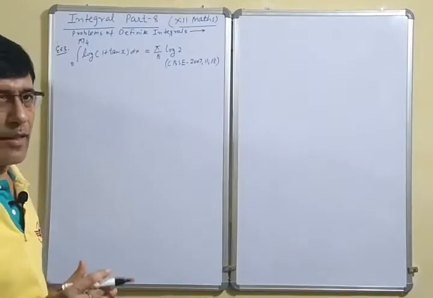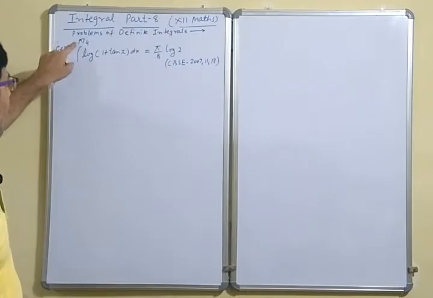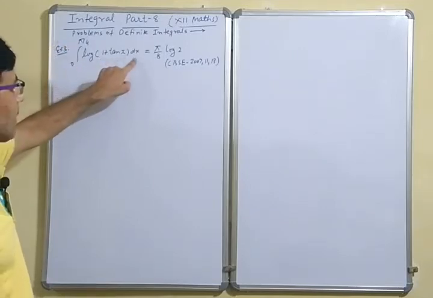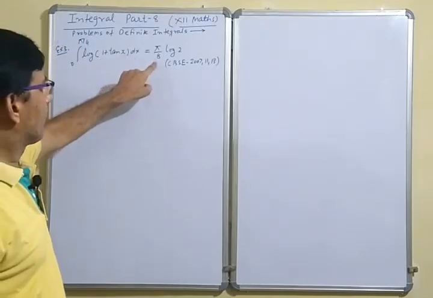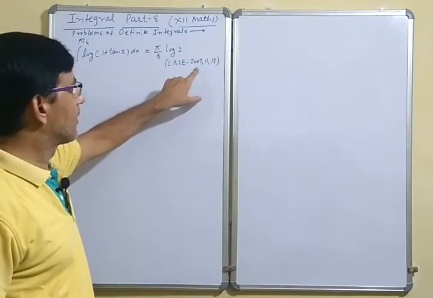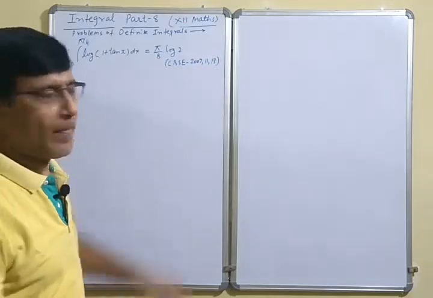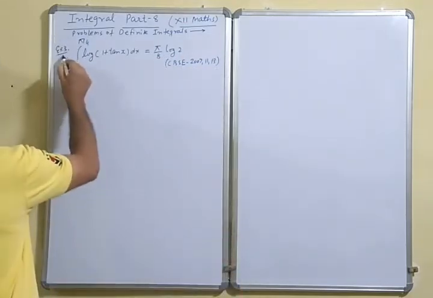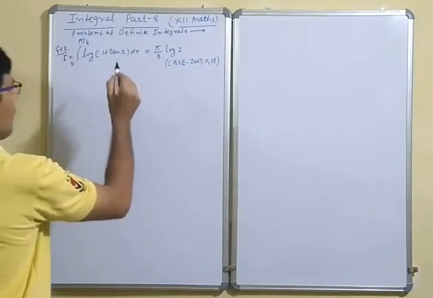Now let us see another example: the integral from 0 to pi by 4 of log(1 plus tan x) dx is equal to pi by 8 log 2. The question was asked in 2007, 11 and 13. Now let us see the solution of this question. So let this be I.